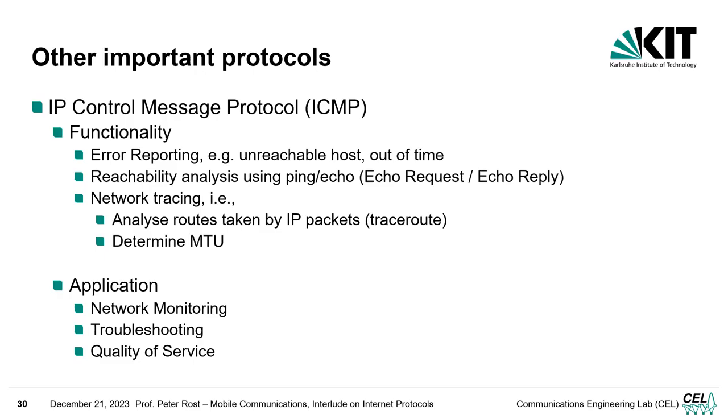And last but not least, ICMP, the Internet Control Message Protocol, also on layer 3. Probably where you will know it from is ping, so echo request and reply, which is essential for reachability analysis. So if you want to know that a certain server is reachable and available for you, you would always use ping. So you send an echo request to a particular IP address, and then you wait for the response. It's also used for network tracing, so traceroute, in order to see what path your packet has taken through the different network elements, and also to determine the maximum transmission unit, which is quite important.